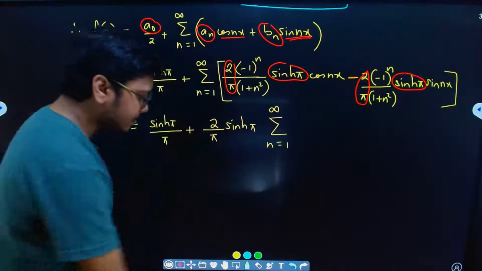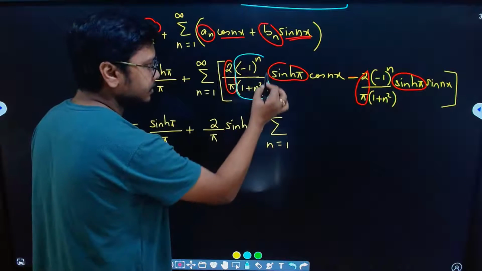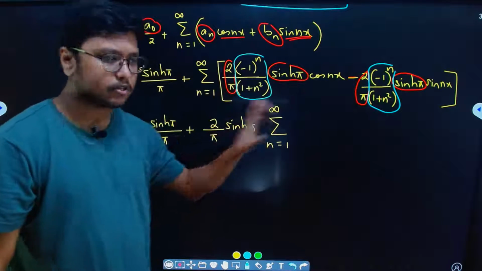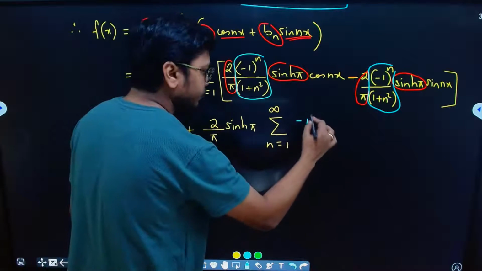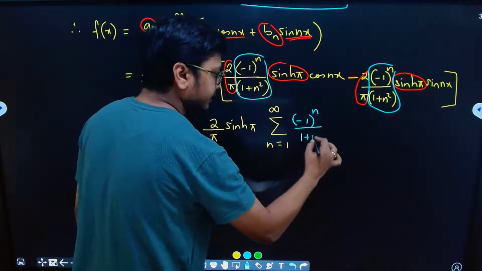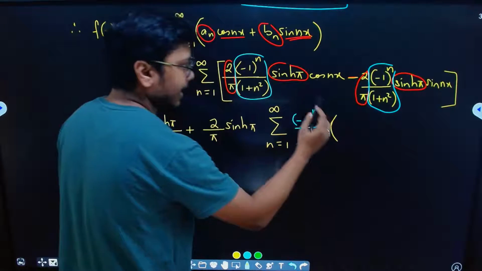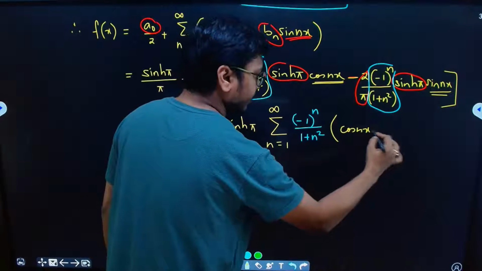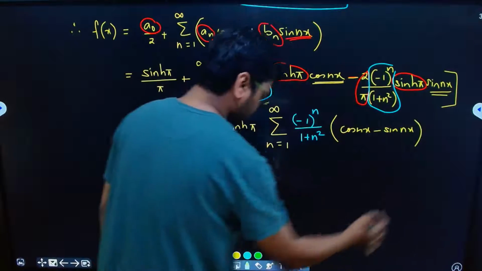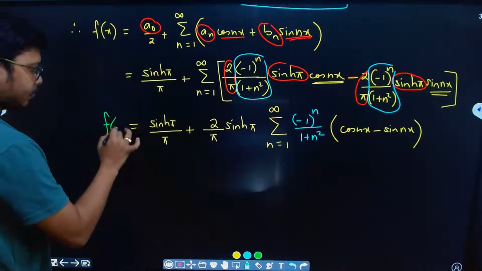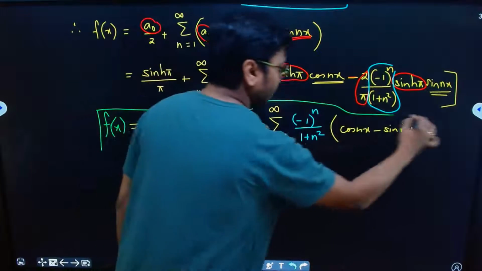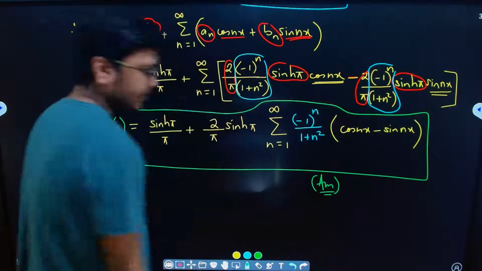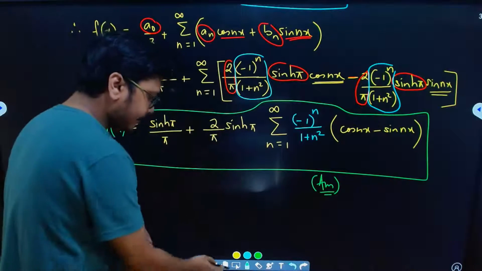Now inside the summation I can take these two terms common, so I'm taking (-1)^n by (1 plus n squared) common, and what I have is cos nx minus sin nx. And this is the entire Fourier series answer. So this is finding the Fourier series.